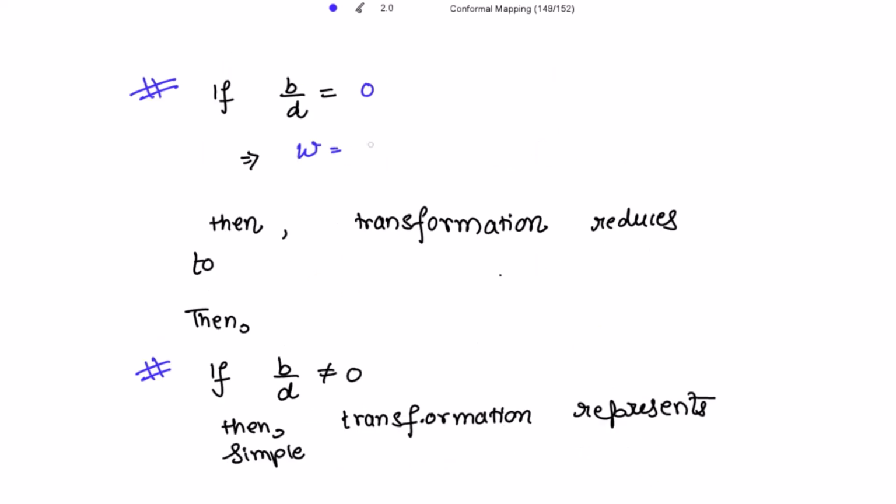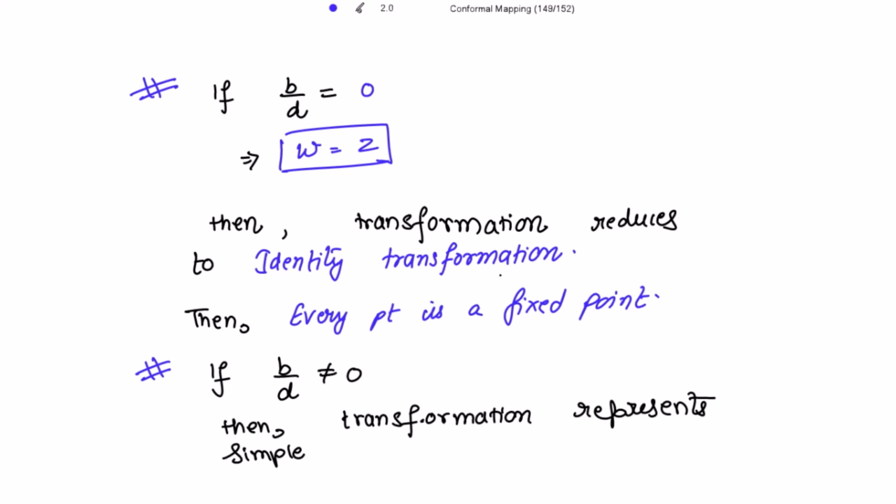So we get W is equal to Z. Then the transformation reduces to identity transformation, which means every point is a fixed point, because all the points in the Z plane are equal to all the points in the W plane. If W equal to Z, then this means every point is a fixed point, right?